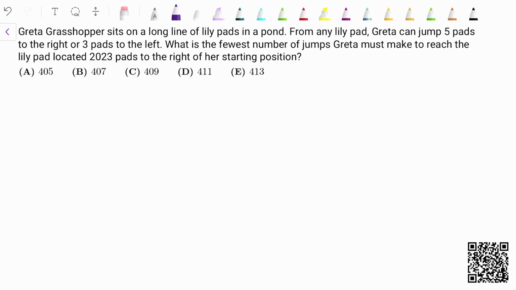I think Greta might accidentally get tired and then fall into the pond afterwards and then drown, but we won't talk about that before she reaches 2023.